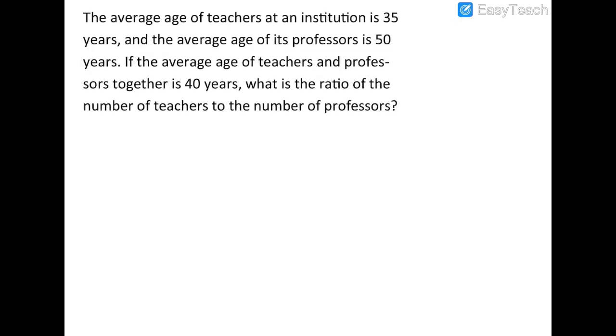Okay, the next question says, the average age of teachers at an institution is 35 years, and the average age of its professors is 50 years. If the average age of teachers and professors together is 40 years, what is the ratio of the number of teachers to the number of professors? Okay, so we are going to assume that in this institution we have X teachers and we have Y professors.